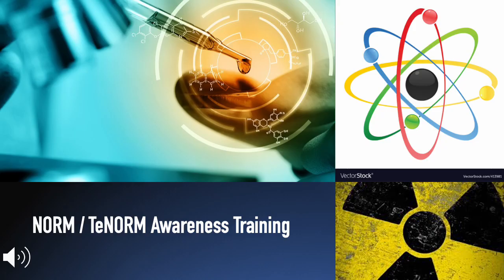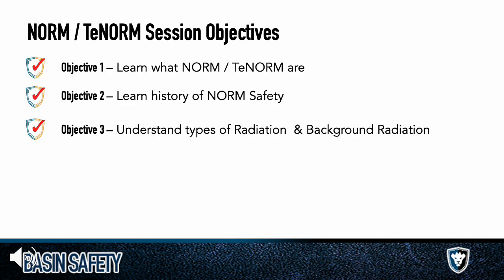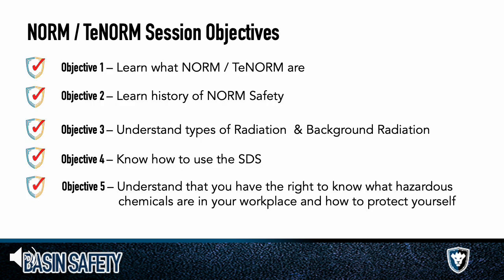Now we're going to get into something a little more heavy. That is NORM and TeNORM awareness training. Now let's review the session objectives for NORM and TeNORM. Objective 1, learn what NORM and TeNORM are. Objective 2, learn the history of NORM safety. Objective 3, understand types of radiation and background radiation. Objective 4, know how to use the SDS. And objective 5, understand that you have the right to know what hazardous chemicals are in the workplace, and again, how to protect yourself from those chemicals.